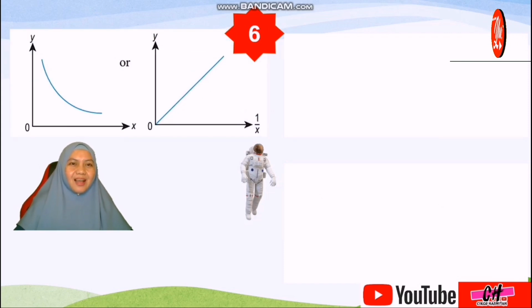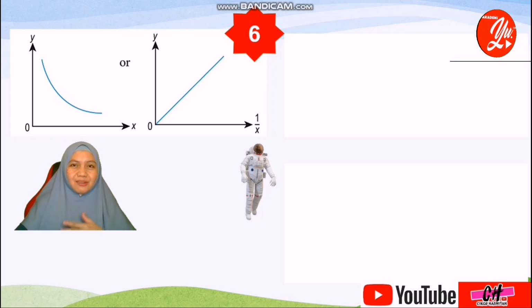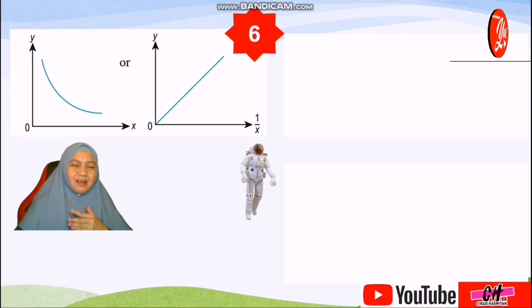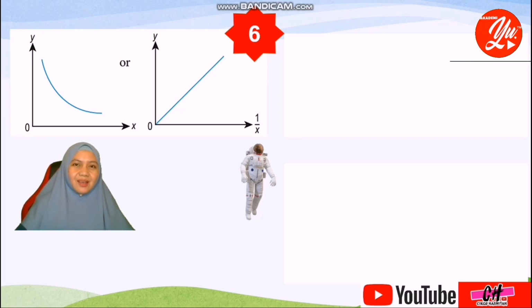Now number 6. Okay, you are given a graph on the left side. It shows a curve. It's going down. So you know the gradient is negative, and it does not start from the origin, but it has a y-intercept. But look at the right side. It is a straight line graph with a positive gradient that passes through the origin. If you look at the axis for both, on the left it is x, but on the right it is the reciprocal of x.